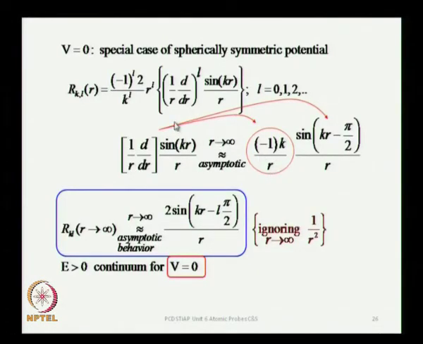So, the r to the L factor will cancel this r to the L, the k to the L will cancel this k to the L in the denominator, the minus 1 to the L will take care of this minus 1, which will be raised to L, and the net solution for the lth state, but for the case of V equal to 0, will be given in terms of the solution for L equal to 0, in which the argument of the sine function is phase shifted by L pi by 2, and this is the result.